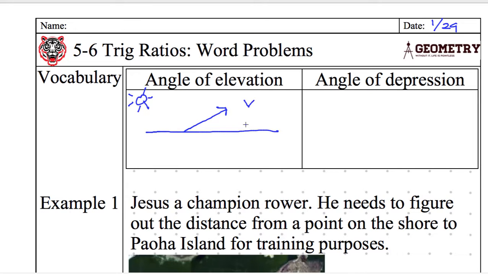This is Mr. Sandell's bird. This angle right here, this theta, is looking up. That's the angle of elevation. Angle of elevation is this angle. It's just a word that lets you know you're looking up, you're not looking down.